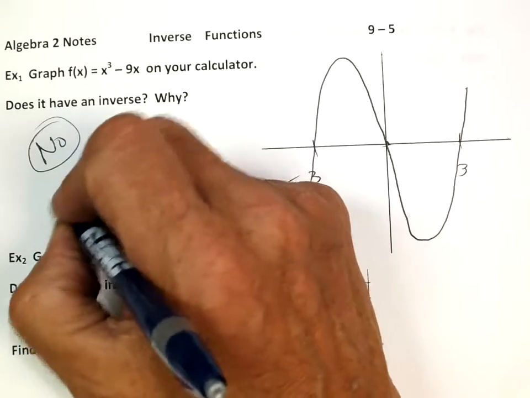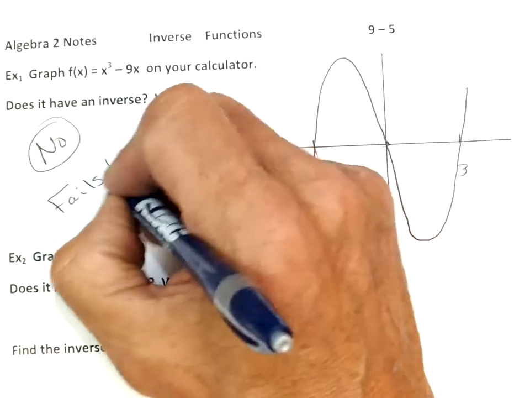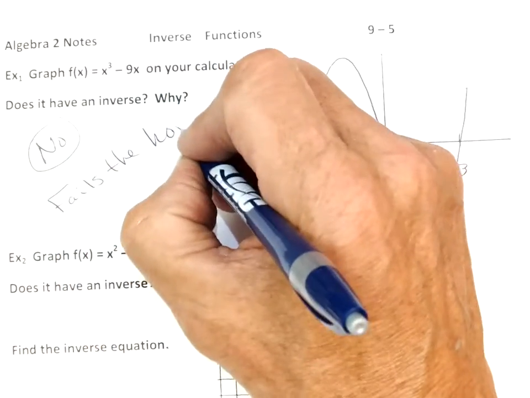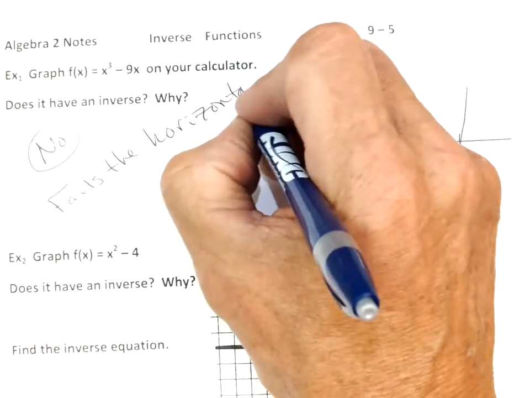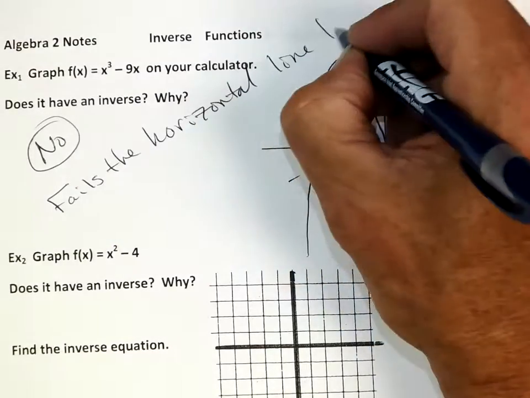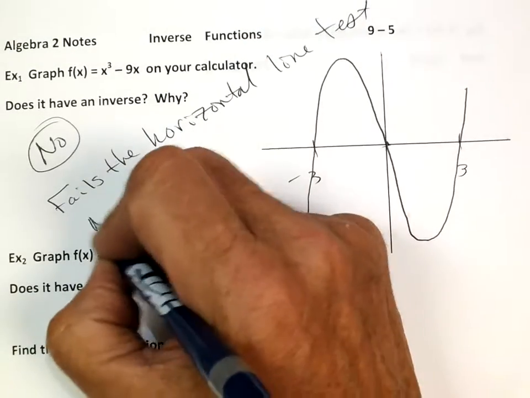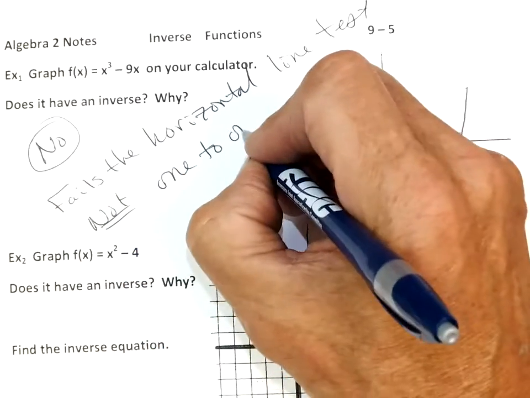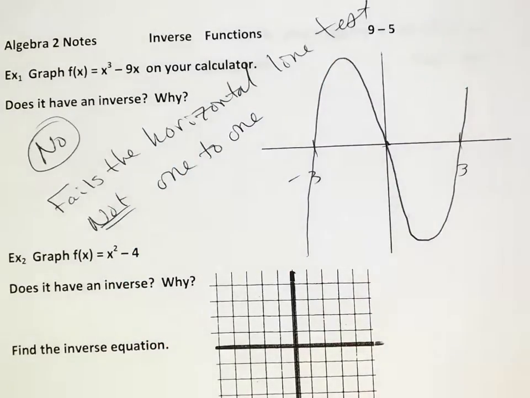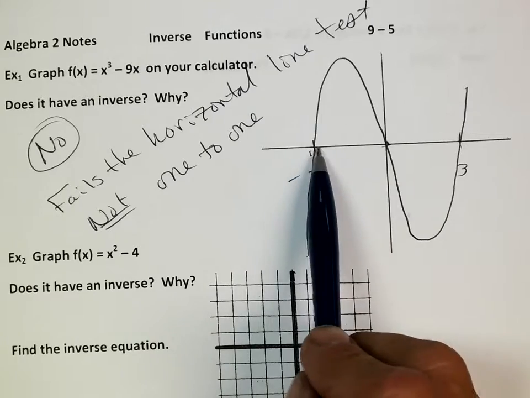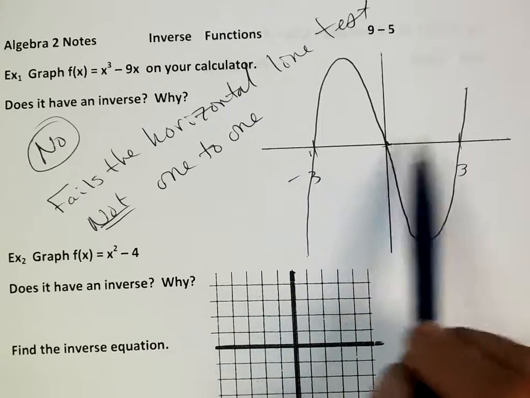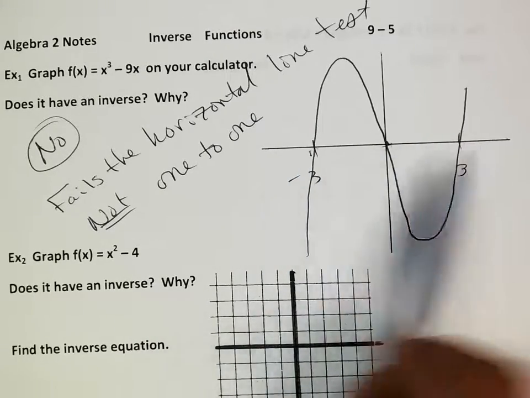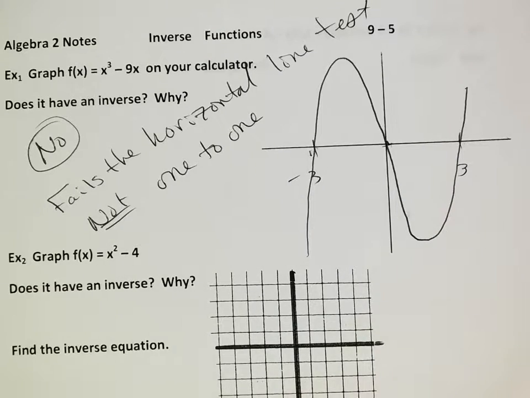It fails the horizontal line test, okay? It is not one-to-one, okay? One-to-one means every single y value. Here's a y value of 0, here's a y value of 0, here's a y value of 0. There's 3 y values of zeros, right? You can't have that. Every y's got to be unique and every x has to be unique, okay?